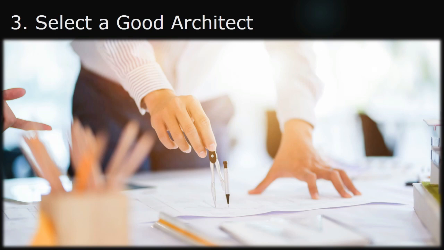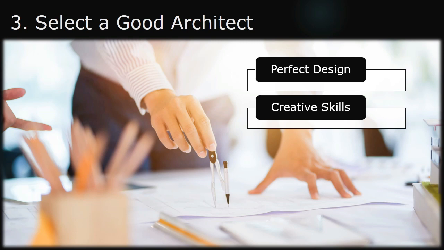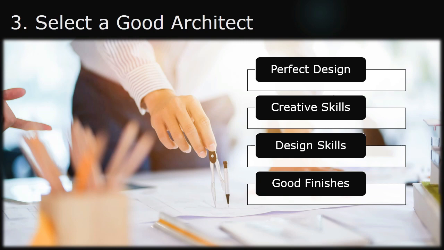Third, select a good architect. A good architect can produce a perfect design. A perfect design builds a good construction with proper planning of areas, maintaining room sizes without any space wastage. Creative skills: the ability to be creative and bring new ideas, so that you get a memorable construction. Design skills: a livable design lowers the maintenance cost in the future. Good finishes carry the biggest cost of construction, so it is very important to plan with a good architect.